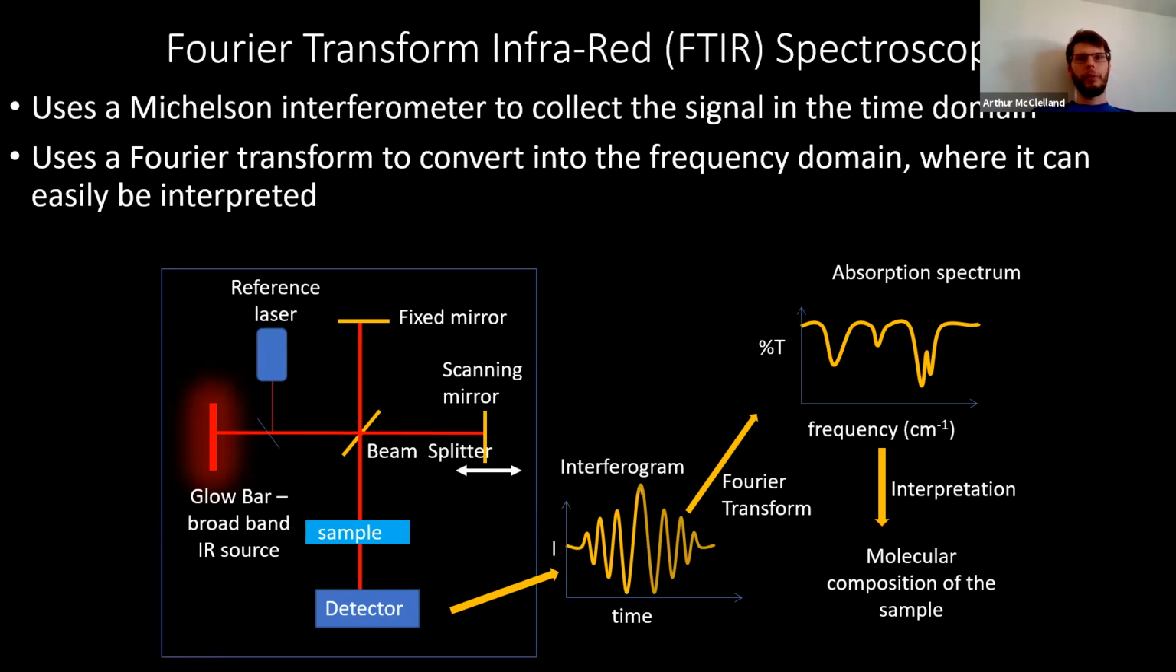All right, so Fourier transform infrared spectroscopy is the other vibrational energy level technique. Where Raman was a scattering process, FTIR is an absorption process. You can think of it as very similar to the UV-Vis. The only exception is that now we're transitioning directly between two vibrational energy levels rather than transitioning between electronic energy levels.